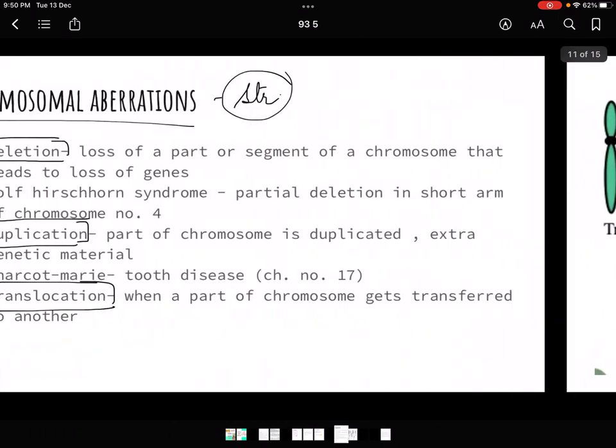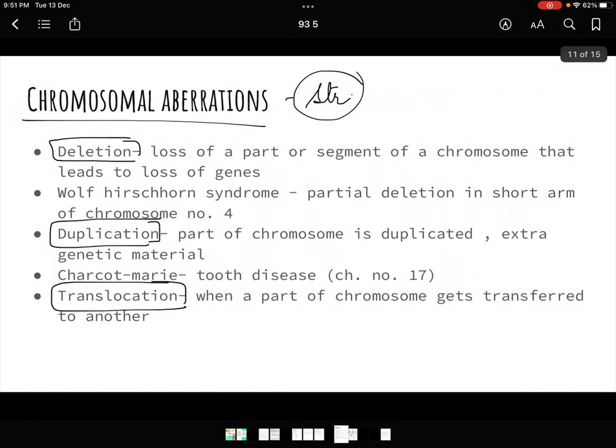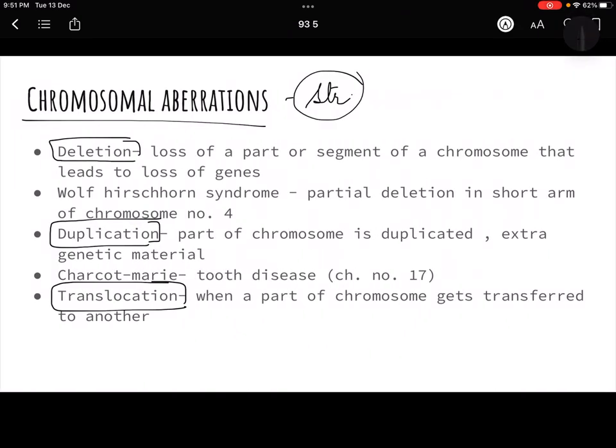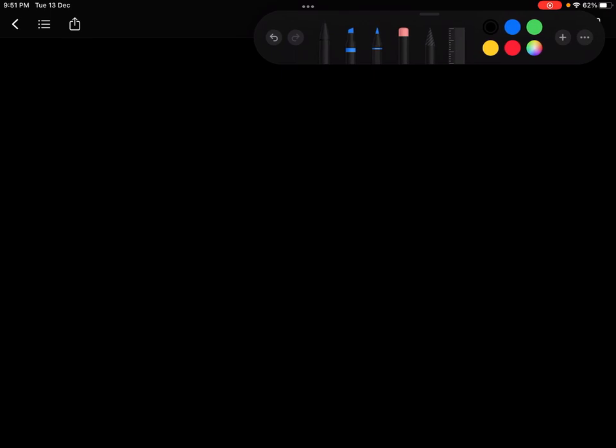Just look at these pictures. Herein I have shown you deletion, this is inversion, this is isochromosome, ring, insertion, translocation, etc. Now we are going to draw each one of them and understand. Because I understand you will not be able to understand it with the picture alone, I will draw it for you also. So in deletion, as the word suggests, delete, that means there is loss of a part or segment of a chromosome that leads to loss of genes. Now just understand what is happening. Let me just draw it for you.